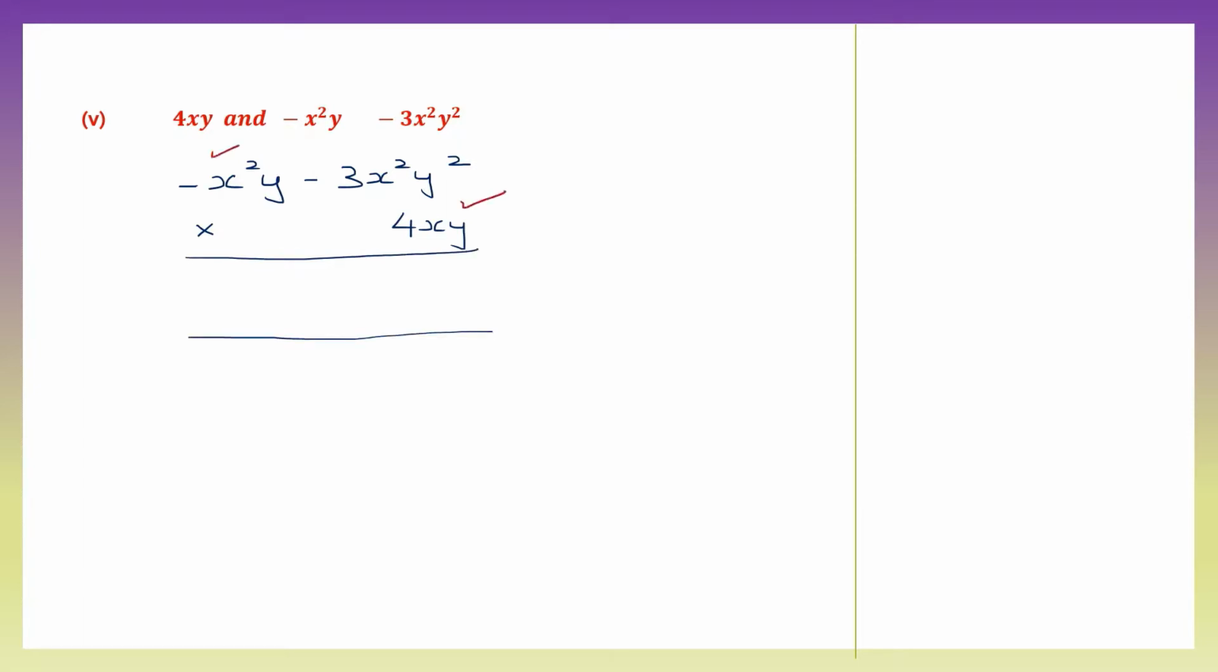Question 5. 4xy and minus x square y minus 3x square y square. So we can write that first. Minus x square y into minus 3x square y square into 4xy. So now we're going to multiply. So let's start. We'll start with 4xy and minus x square y. So let's do that. 4xy into 1x square y minus 1. We'll put minus 1 x square y.